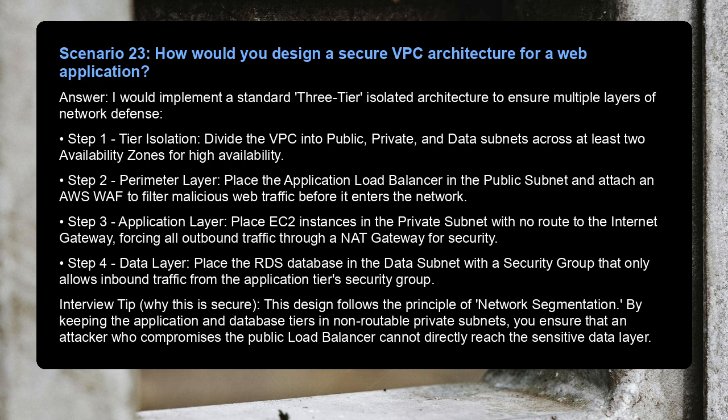Step 3. Application layer. Place EC2 instances in the private subnet with no route to the internet gateway, forcing all outbound traffic through a NAT gateway for security. Step 4. Data layer. Place the RDS database in the data subnet with a security group that only allows inbound traffic from the application tier's security group.